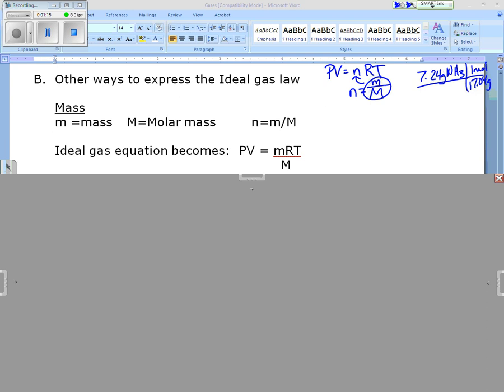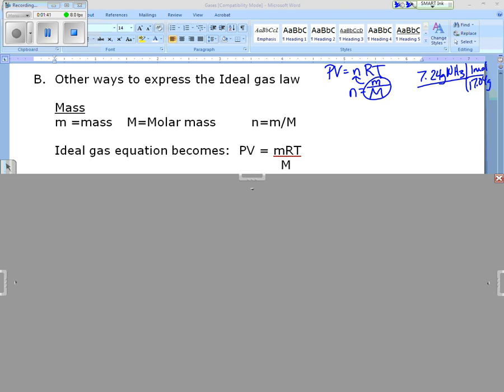You could still do it the way that you did in the bell ringer, where you converted to moles and then plugged it into PV equals nRT. Where this version of the formula comes in handy is when we use it to solve for molar mass. It just makes it a whole lot less complicated. A lot of times we use PV equals nRT to figure out the identity of a gas, and we can do that with molar mass.